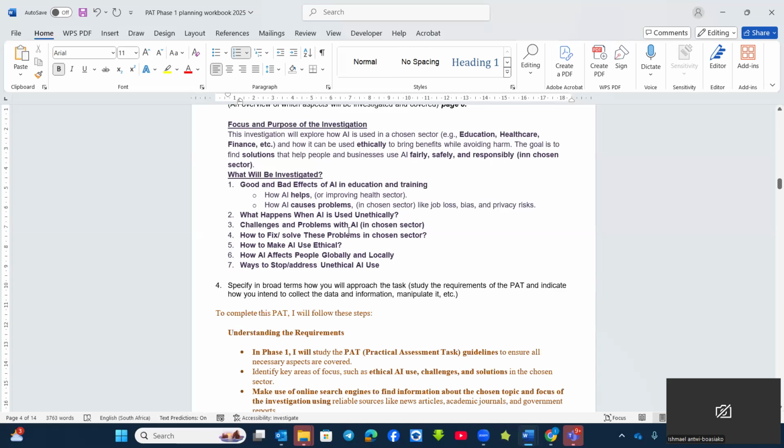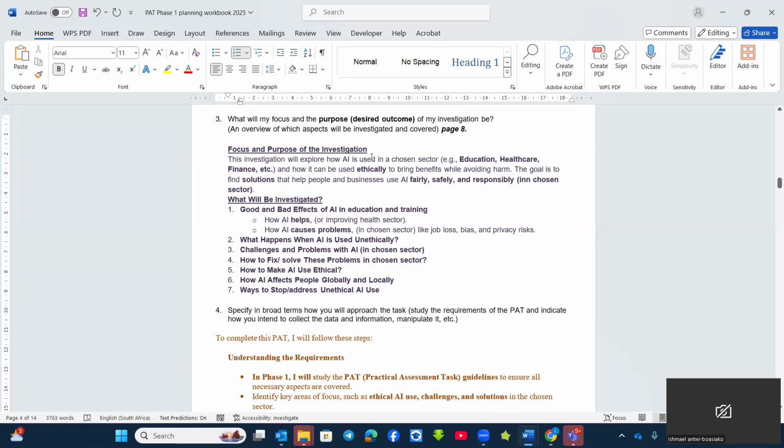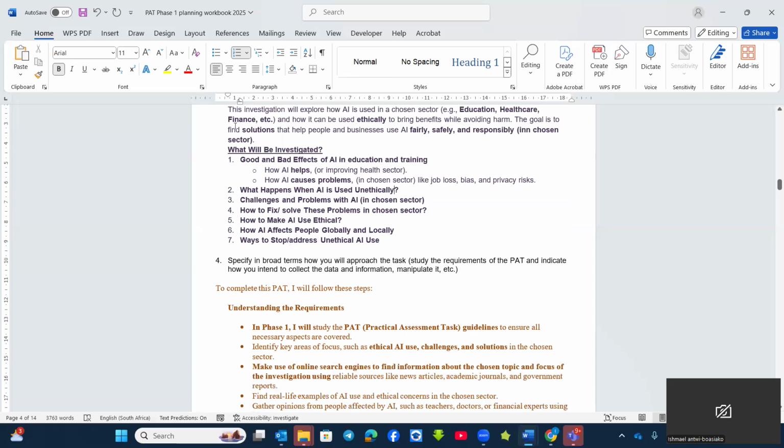Challenges and problems with AI in the chosen sector. How to fix or how to solve these problems in the chosen sector. How to make AI used ethically in the sector, and how AI affects people globally and locally, and ways to address an ethical use of AI in your chosen sector. So this would be the focus and then the purpose of the investigation. So this is an example of it.